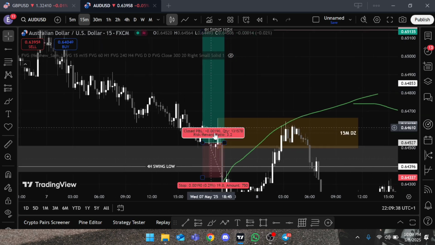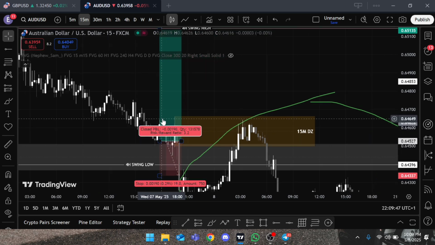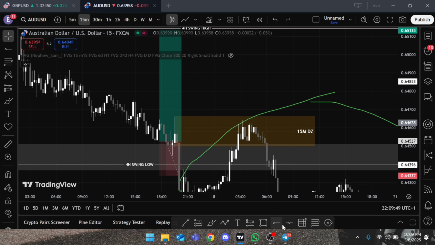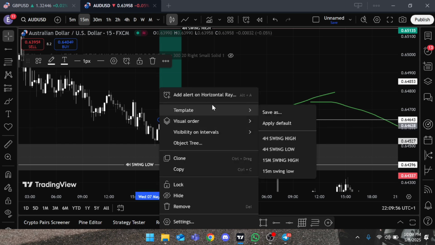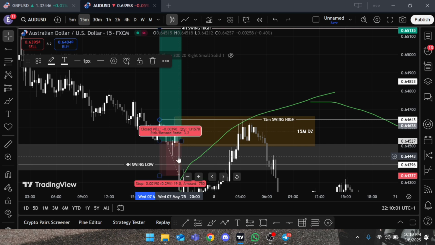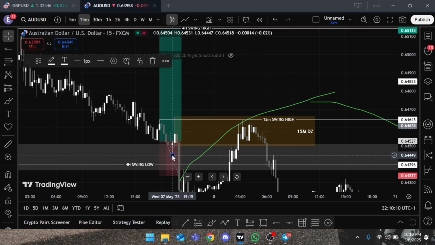No. I would have waited for a candle to close above the last lower high, the last higher low, I mean to say, which would have been this place. This would have been the last 15 minutes swing high. And this would have been the last 15 minutes swing low, if I had waited.